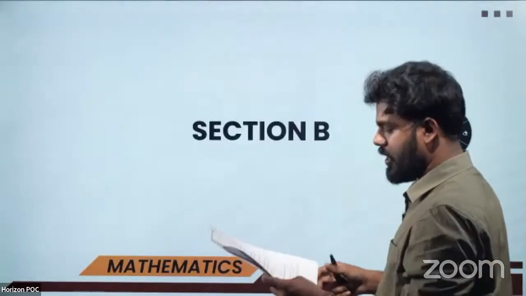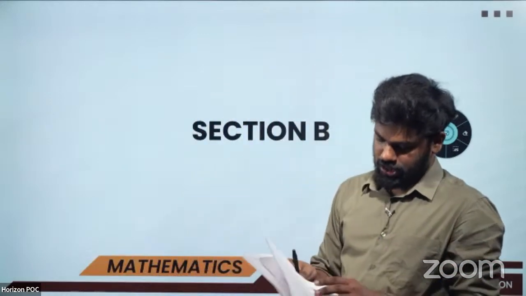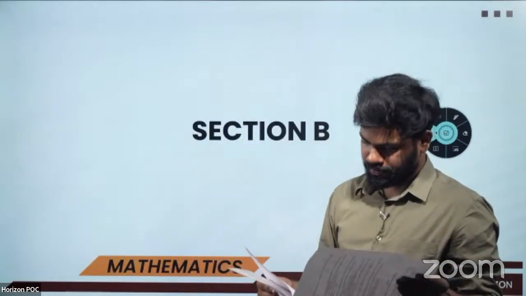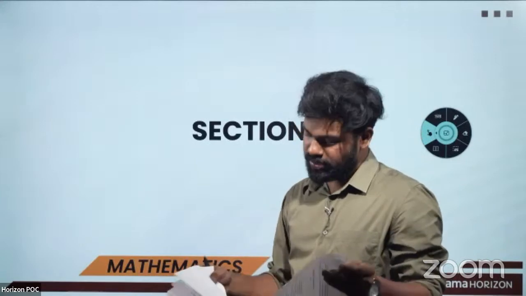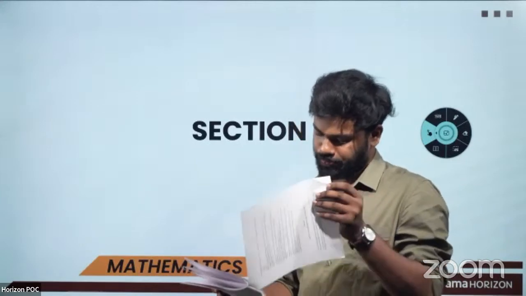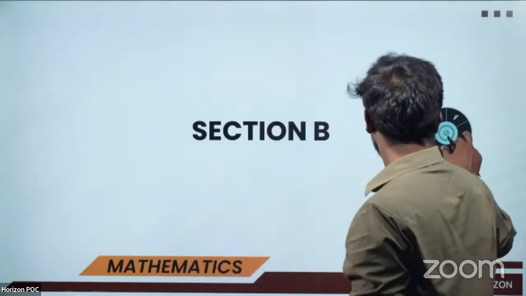Section B, where you have 5 questions carrying 2 marks each, right? So now we are getting into the higher mark questions. The total we have is 5 questions, which include some OR questions also. Okay. So can we move on to the question? Yes.